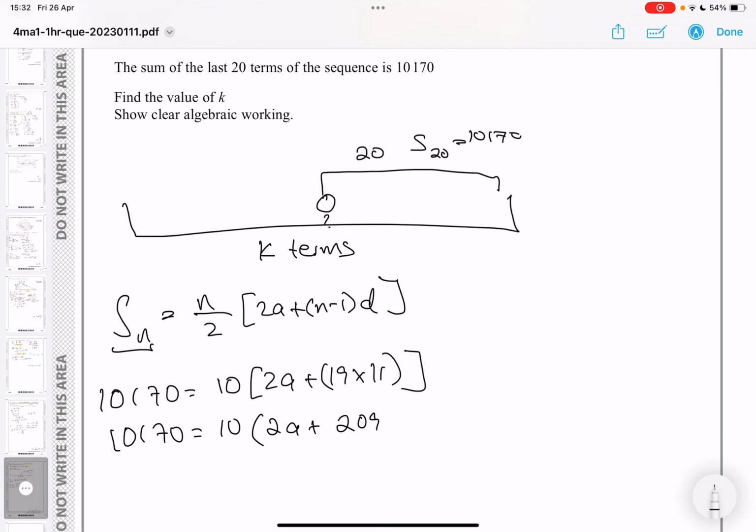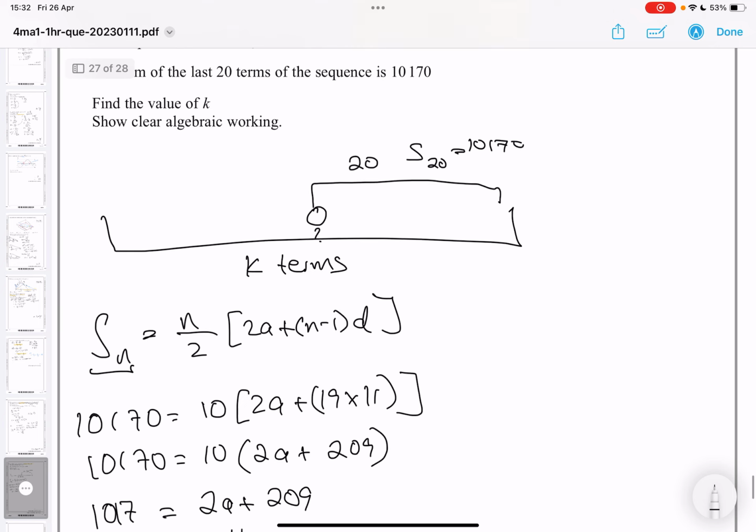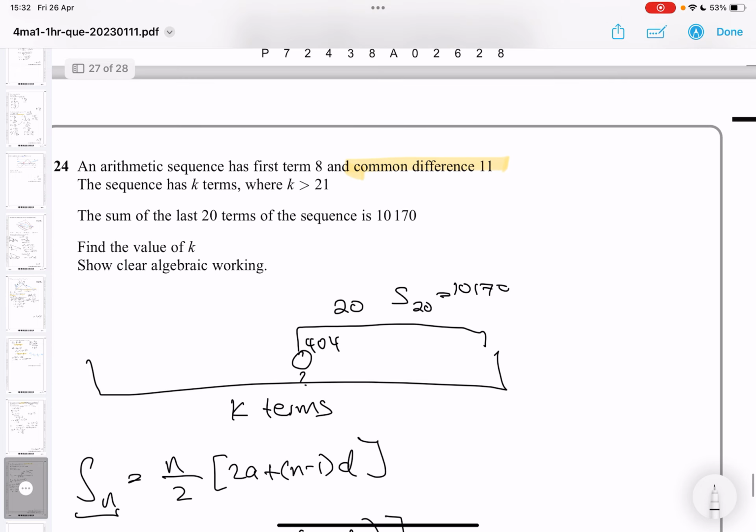209. Now if we divide both sides by 10, 1017 equals 2a plus 209. Subtract 209 from both sides and divide by 2, and you'll get a equals 404. Okay, so this term is 404. And we know that the sequence starts with term 8.